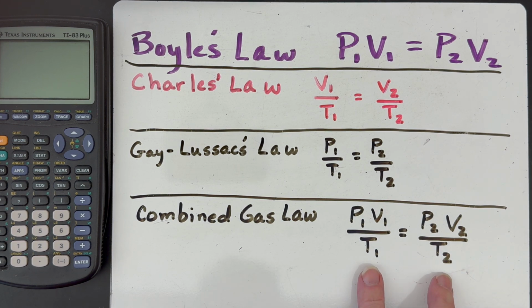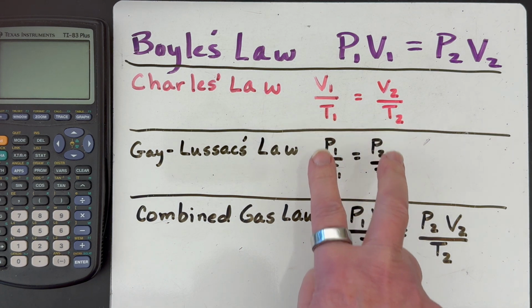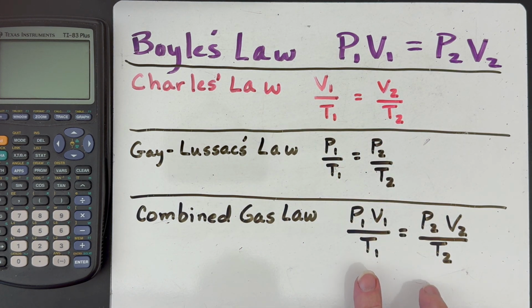Remember, temperature needs to be converted in any of these that have temperature in them. Temperature needs to be converted to Kelvin by adding 273 to your Celsius. You will be given 5 of the 6 variables and asked to find that missing one. So let's look at some example problems of this type.